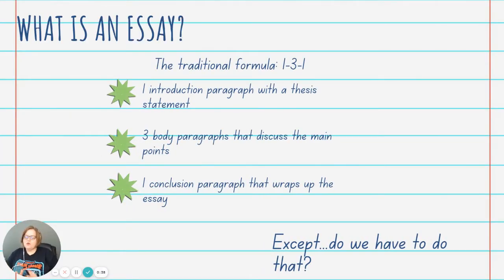So what we're going to ask ourselves first is, what is an essay? Many of you in school were taught the traditional formula for an essay, which is 1-3-1. I call it a formula because all you have to do is plug things into it, much like math, and it works that way, but it's not math. So 1-3-1 means one introduction paragraph with a thesis statement, 3 body paragraphs that discuss the main points of your essay, and then 1 conclusion paragraph that wraps up the essay. That's it. Makes up an essay, right?